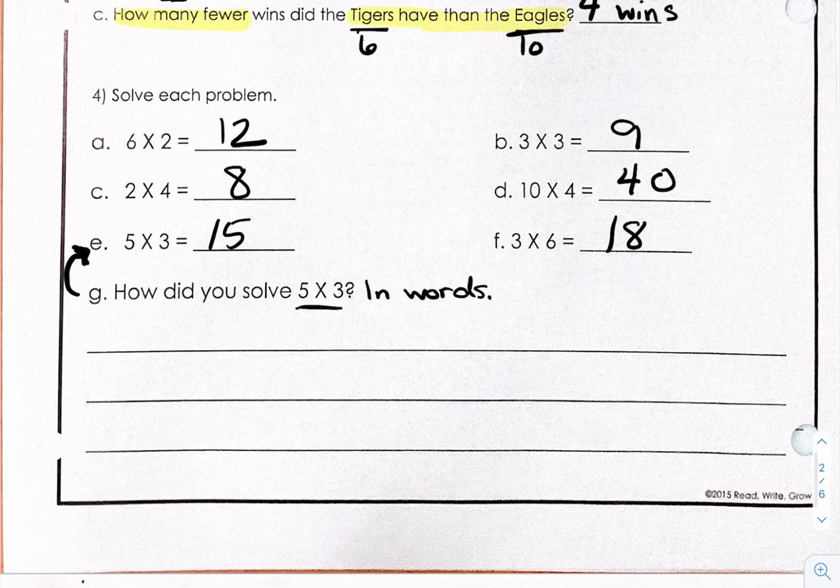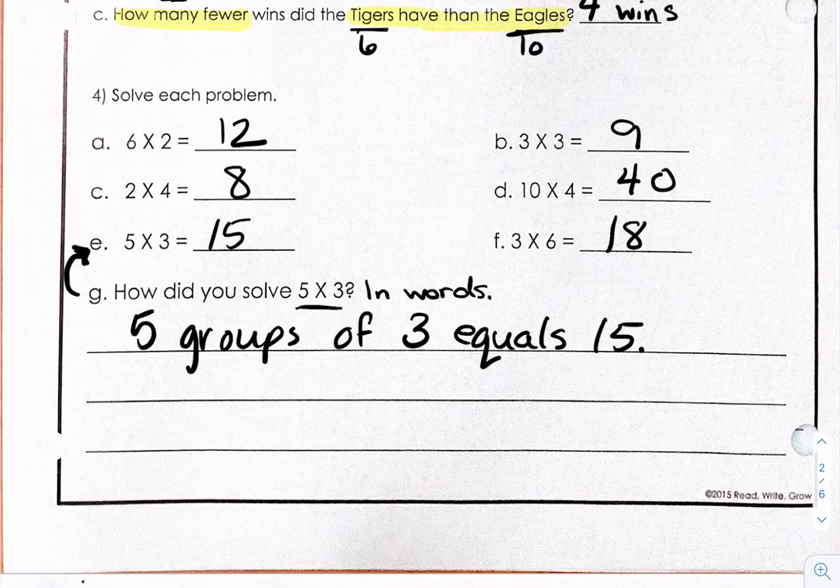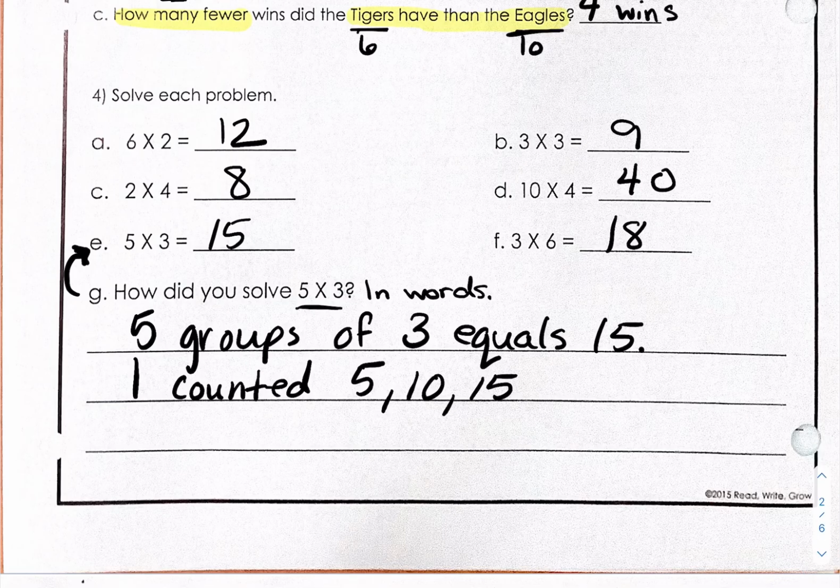For G, it asks you to solve. Tell us how you solved 5 times 3. Well, there's a couple of ways you could explain this. You could say something about how 5 groups of 3 equals 15. You could say I counted 5, 10, 15. There's a variety of ways you could do this as long as you explained it in words.